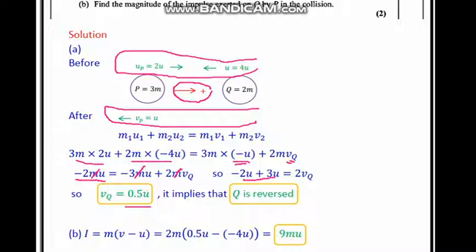So the velocity of Q will be positive. Q was in the negative direction. The answer after collision is positive, so Q reversed its direction. It's okay. I hope you got it.